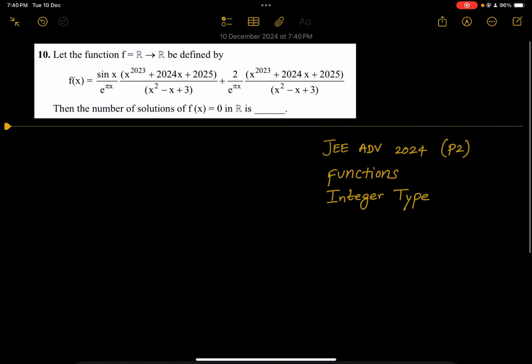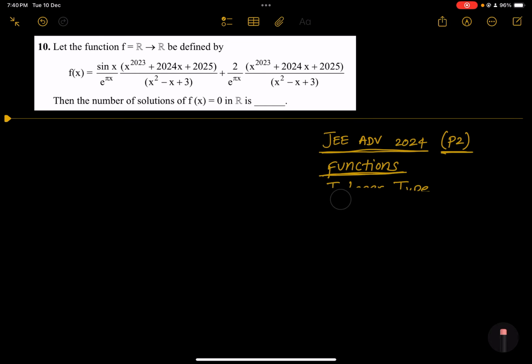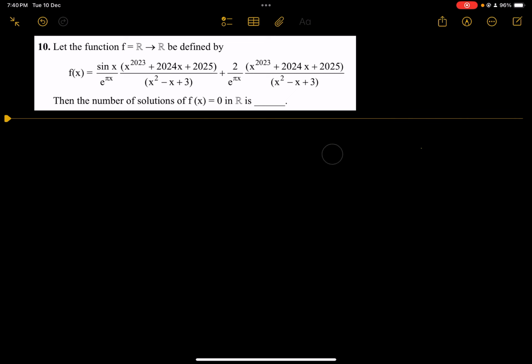Hi, this question appeared in JEE Advanced 2024 in its second paper. The question is basically from the topic functions and it is an integer type question. So let us go ahead and solve this question. But before we do that, I would strongly recommend all of you to pause this video at this moment and give this question a try.